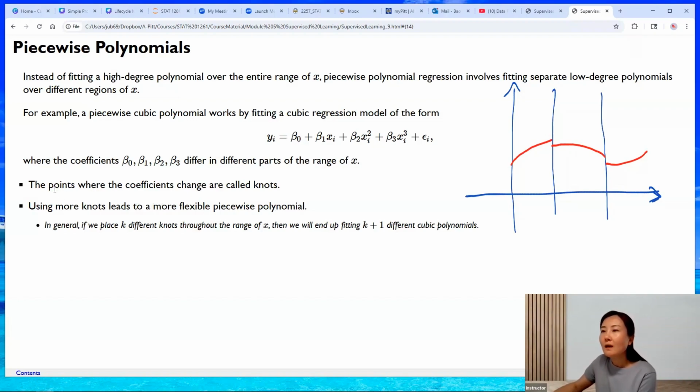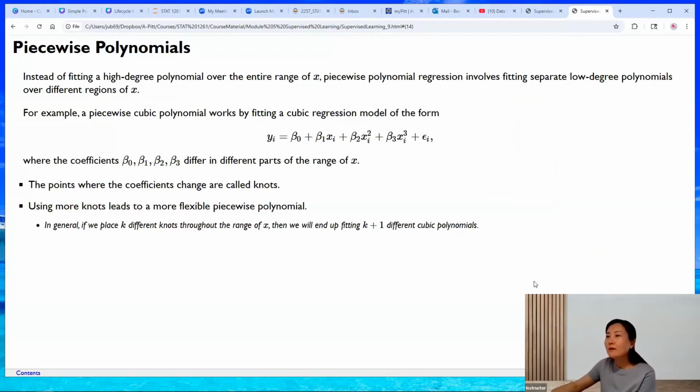By the way, the points where the coefficients change, or the points that are used to define the intervals, are called knots. For example, in my plot, there are 2 knots, so K is equal to 2. If there are k knots, then we need to fit k plus 1 models. If there are 2 thresholds, then there must be 3 models. All right, so now let's move on.